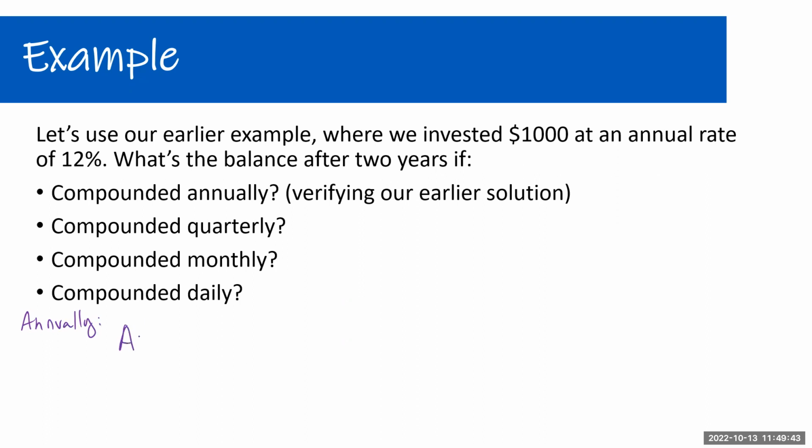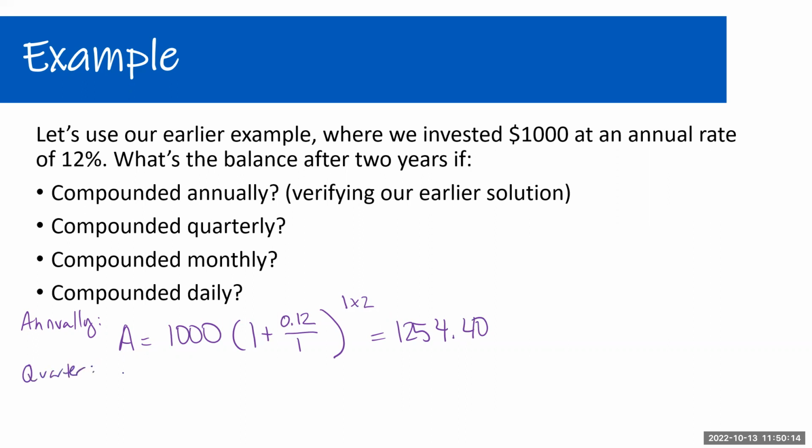we're going to have A equals P, which is going to be $1,000, times 1 plus our rate is going to be 0.12. Annually, we're just doing it 1 time per year. And then 1 times 2. And that is going to give us $1,254.40, which is what we found earlier, so good.